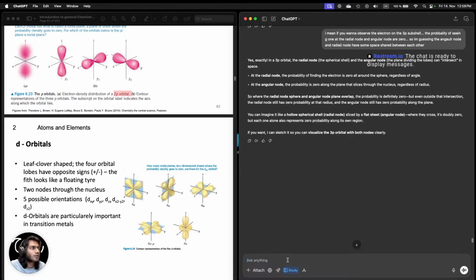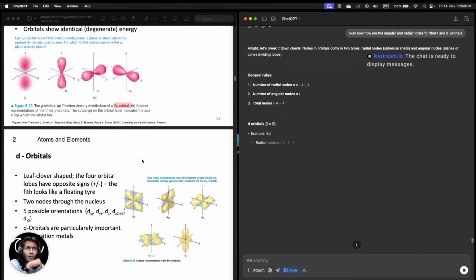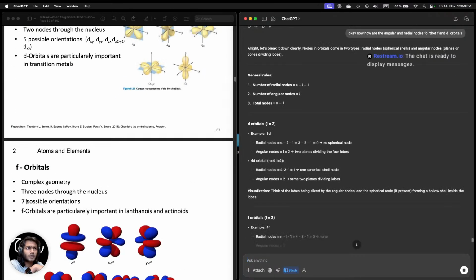P orbital. How are the angular and radial nodes for the F and D orbitals? I know F has two angular nodes and D has three angular nodes. No, D has... Yeah, D has two, F has three. The number of radial nodes is n minus L. Okay.